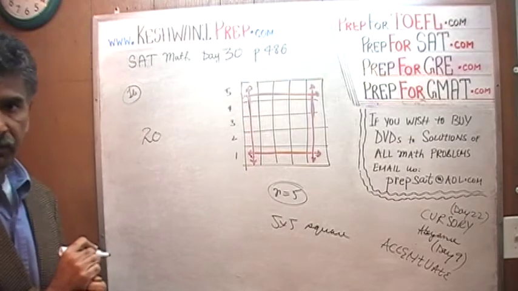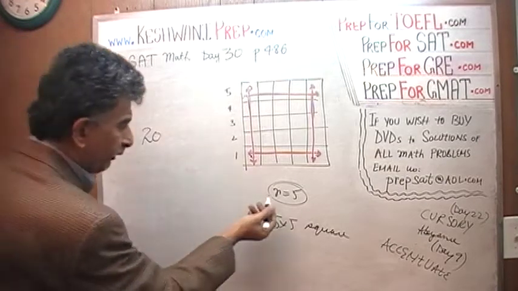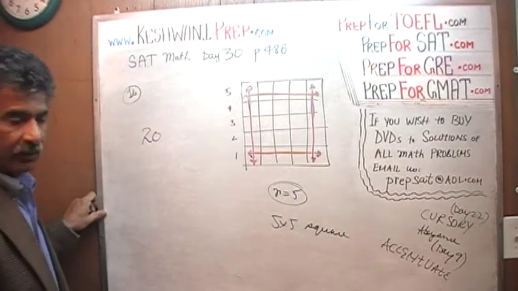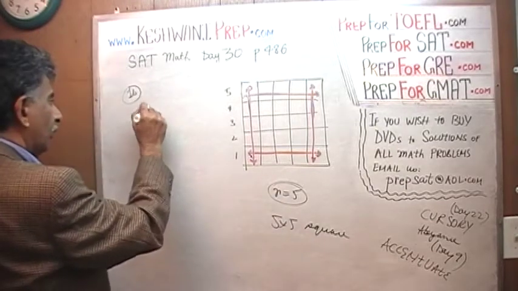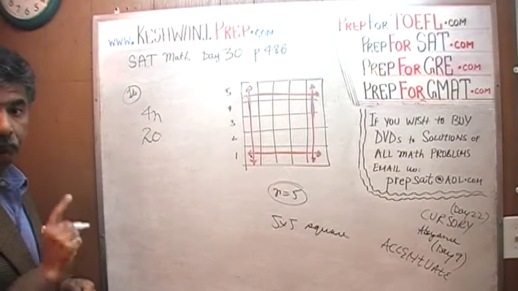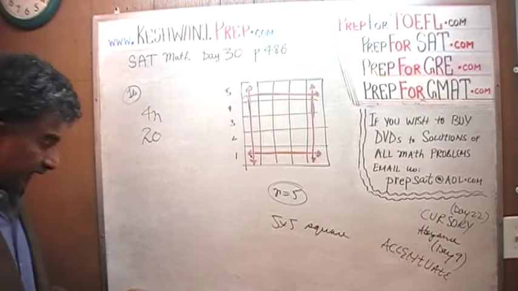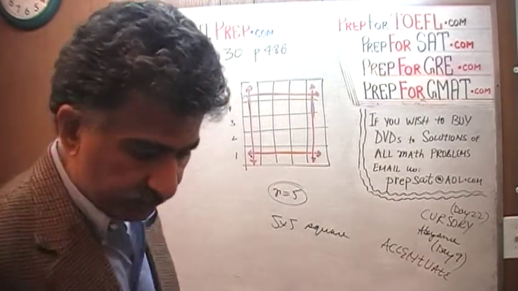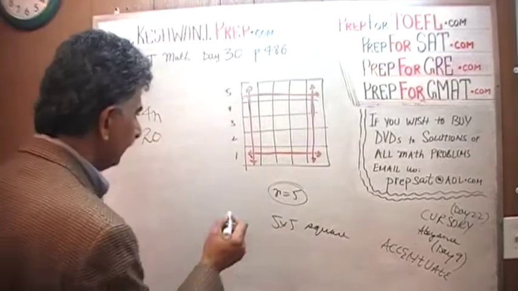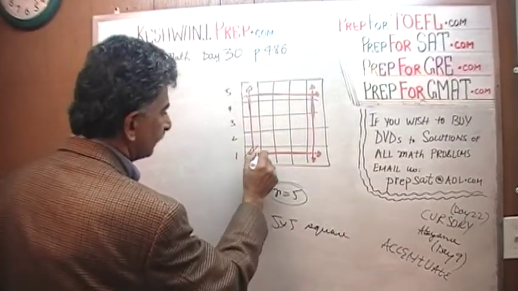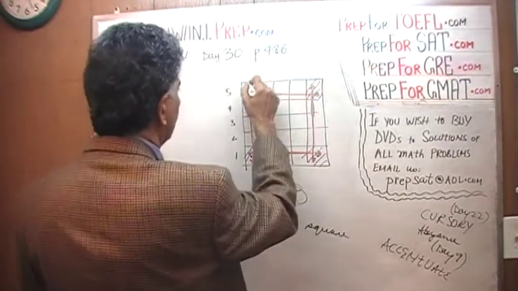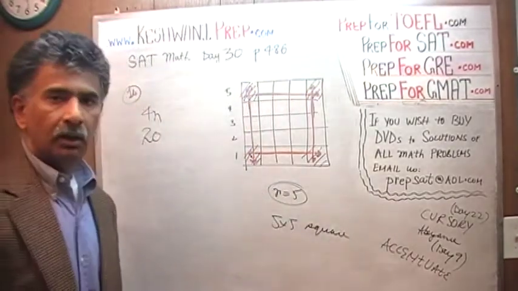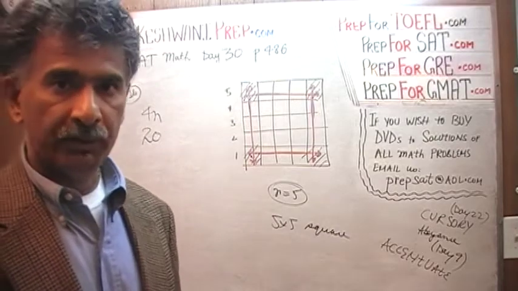Now how do I represent 20? Well, n is equal to 5, so it's just n times 4. 4n. That's the 20. But there's a but part. What's going on here? As you can clearly see, these 4 in the 4 corners are double counted. We're counting them twice.